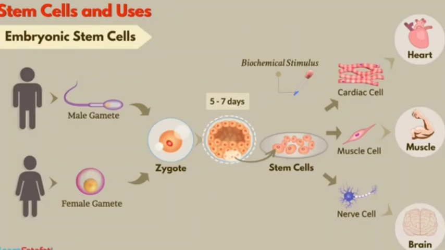Just observe the diagram, you can understand it very well. Here in the diagram you can see the embryo. From that embryo, in between the 5th to 7th day, the stem cells are collected. They are given some biochemical stimulus. According to that, they give a response to that stimulus. Okay, stem cells are giving the response, and then we can get the required tissues, and from those tissues we can get your required organ.